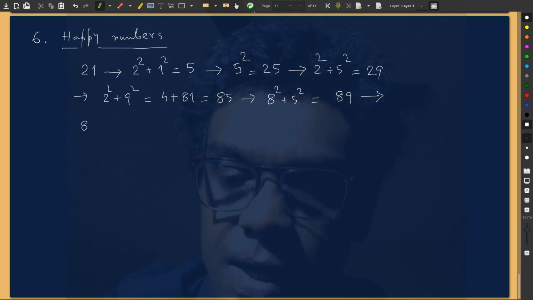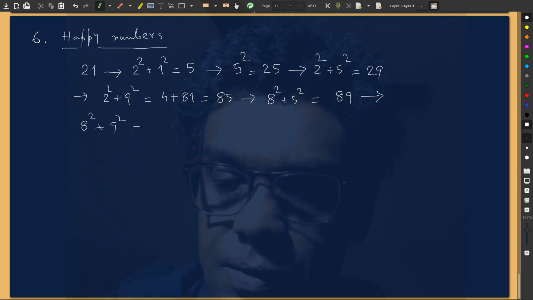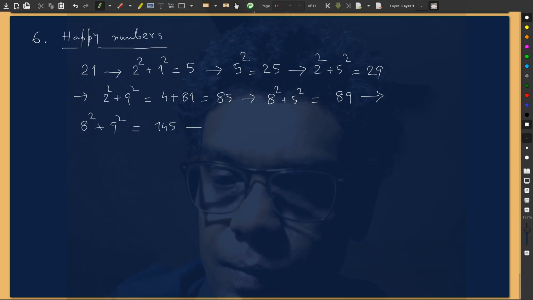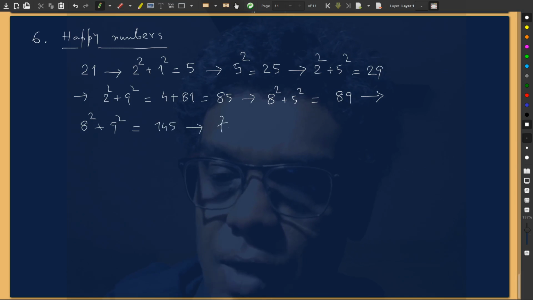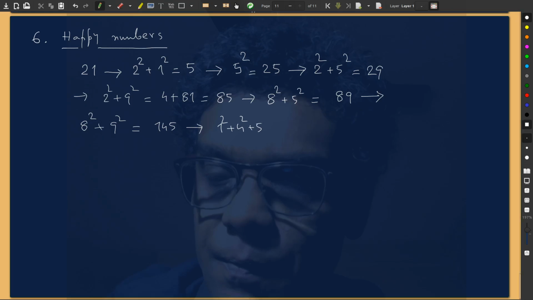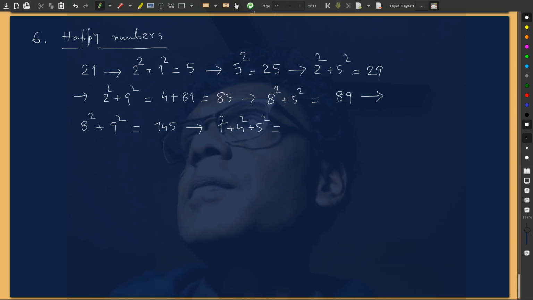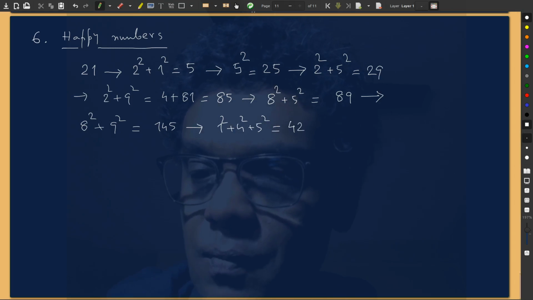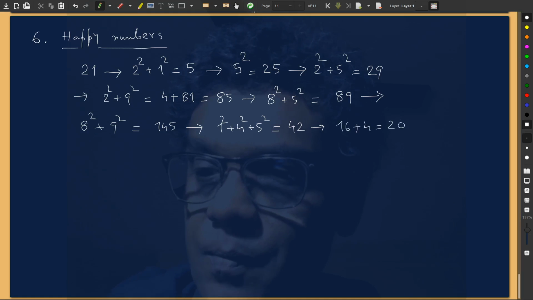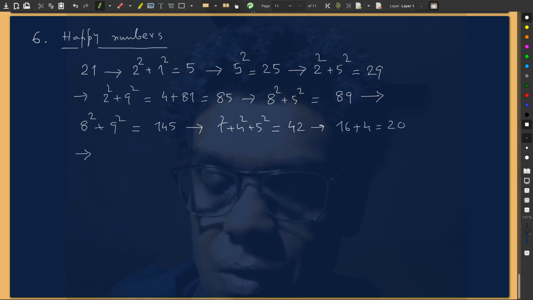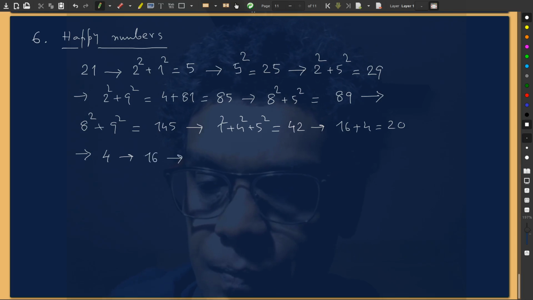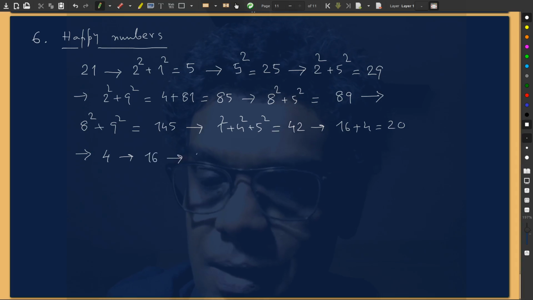Here I generate 8 square plus 9 square, which is 145. After this, 1 square plus 4 square plus 5 square. This is what? 42. Then 16 plus 4, 20. 22, 2 square plus 0 square, 4. Then 16, 4 square is 16. 6 square plus 1 square, 37.